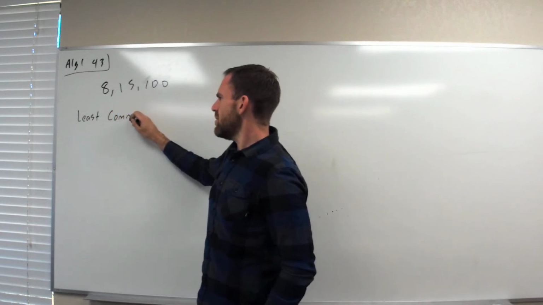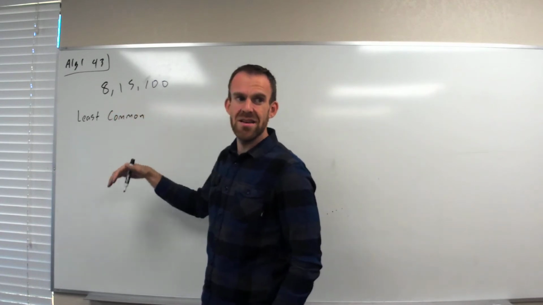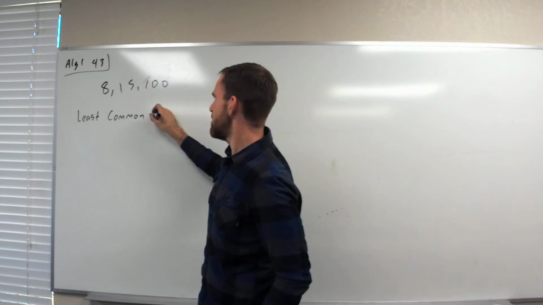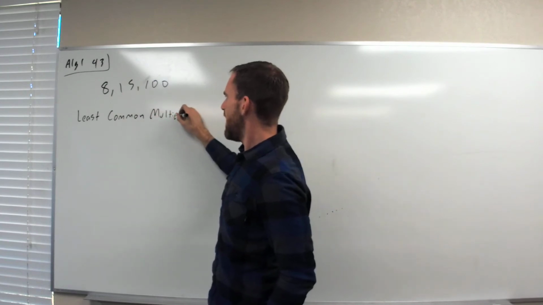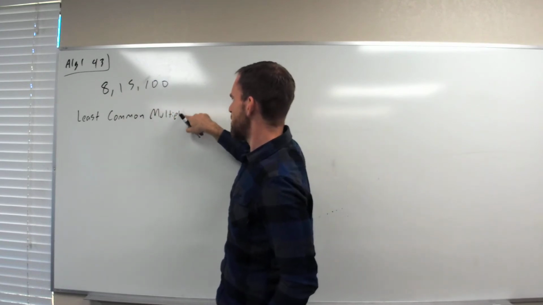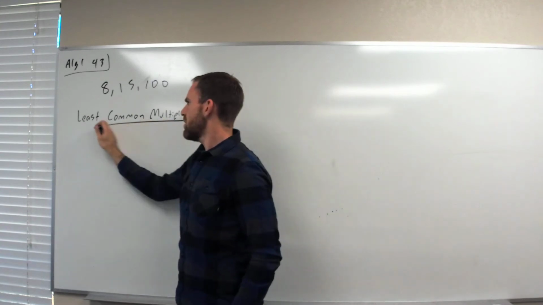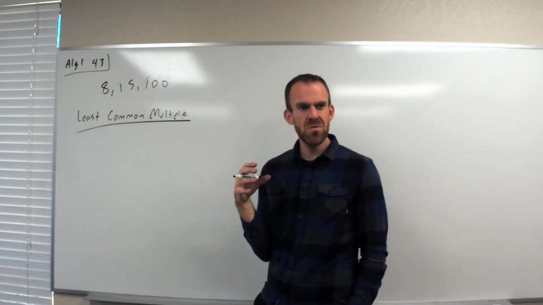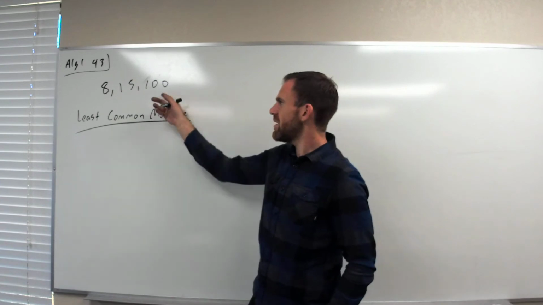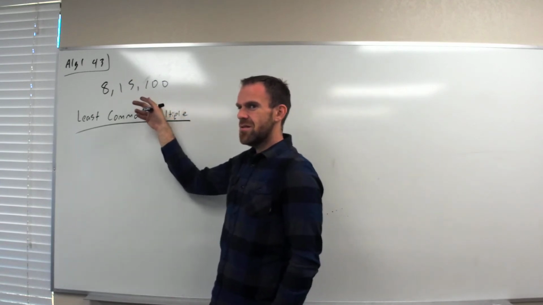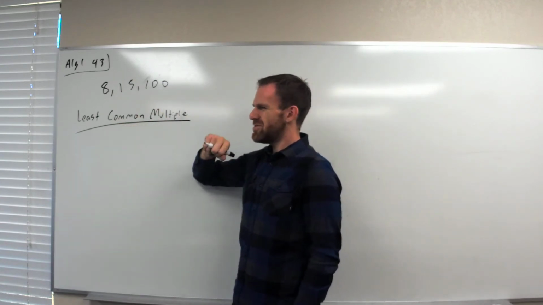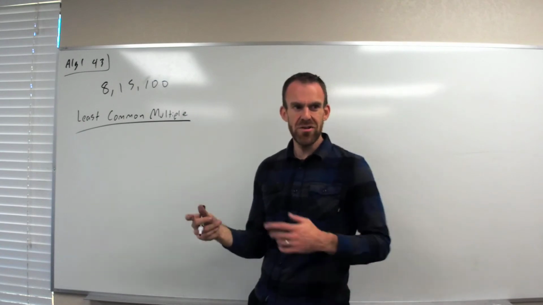The multiple is not a number smaller, it's a number bigger than these numbers. And it could be one of these numbers. In this case, it will not be. Okay, so when you think least common multiple, think a number bigger than these numbers, but the least of those. It's quite complicated. So let's work through this.